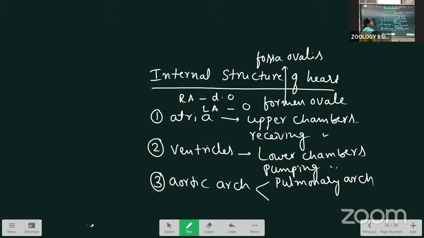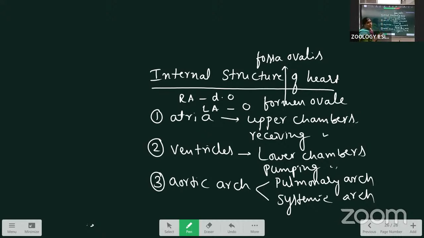Next one is the systemic arch. This systemic arch pumps the oxygenated blood from the left ventricle to all parts of the body. They are pumping. That's why it is the aortic arch. These are the structures of heart. This internal structure is important.